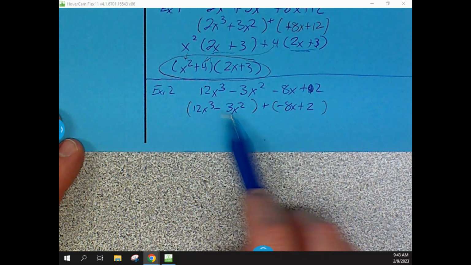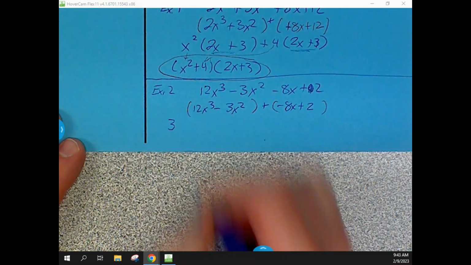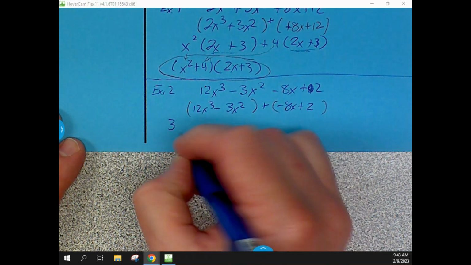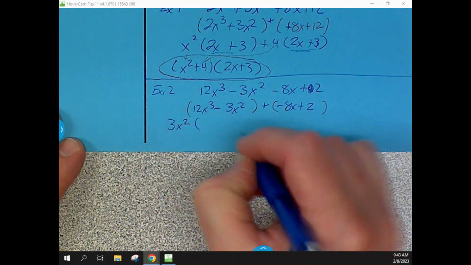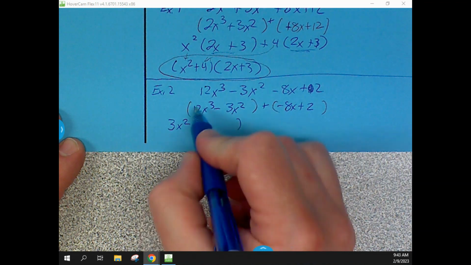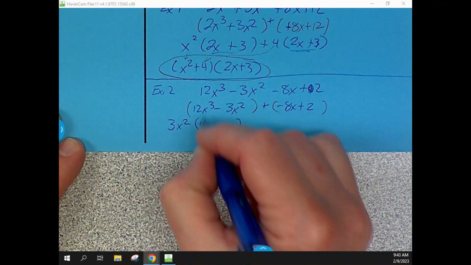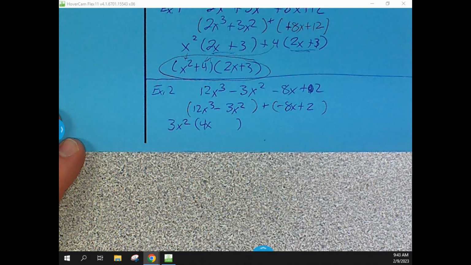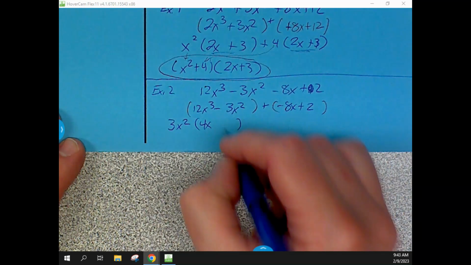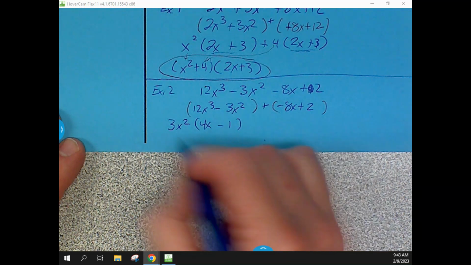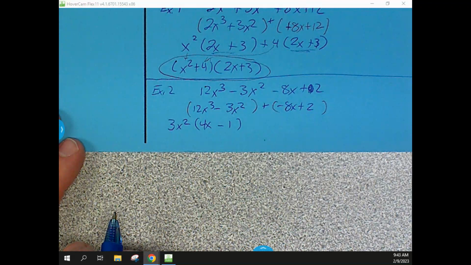All right, so if it's 12 and 3, you can divide them both by 3. You've got x to the third and x squared, so we can take out an x squared. And if we do 12 divided by 3, that is 4. We took out 2 of the x's. That's 1 x that's left over. 3 divided by 3 is 1. We took out the x squared, so there's nothing left there.